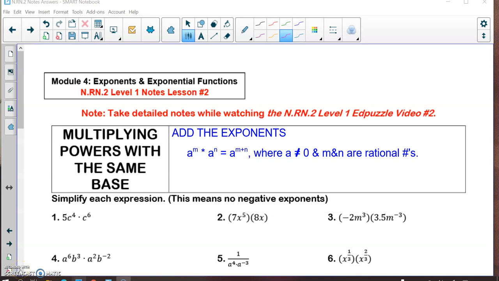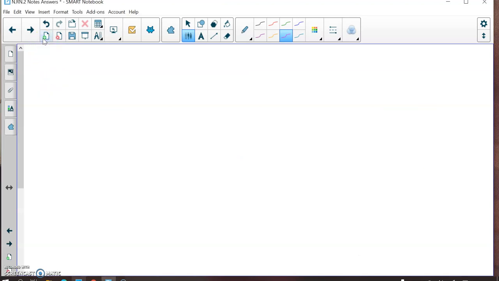Okay, so we are on lesson 2, where we're going to talk about multiplying powers with the same base. But before we do that, I'm going to show you some patterns again of how or why we can do this rule of multiplying powers with the same base.